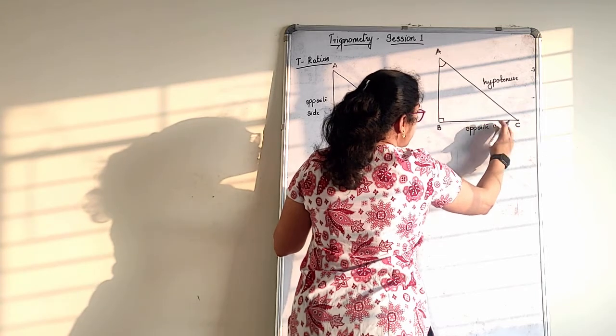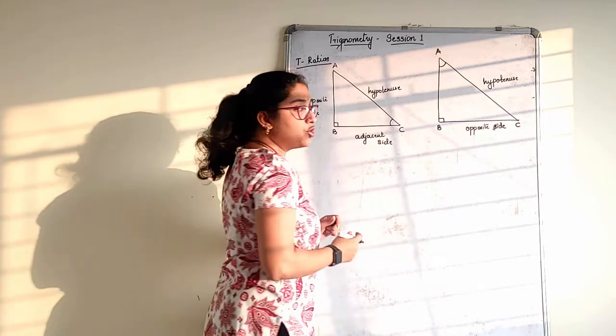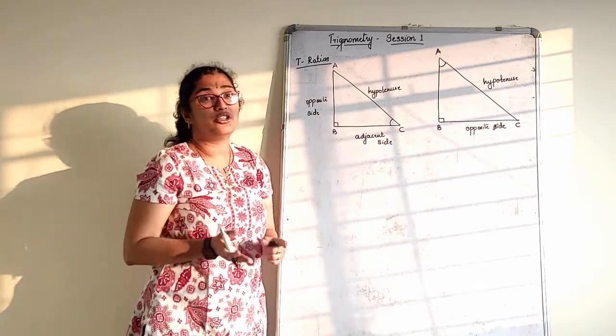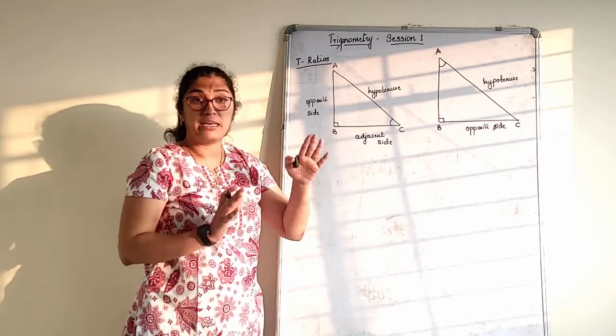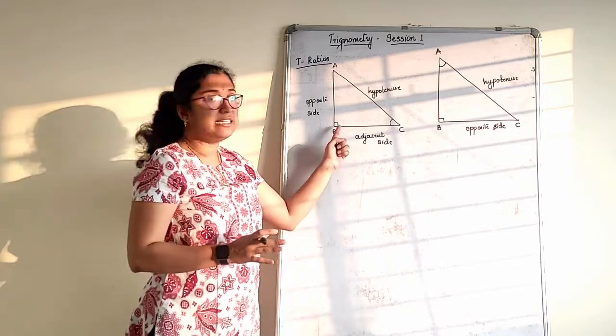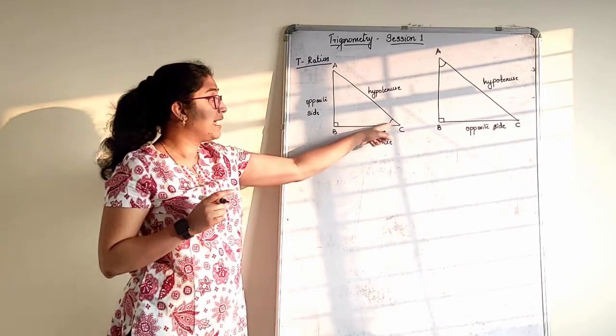Now understood the difference? It depends upon which figure you draw or which figure is given. Based on that, your opposite side and your adjacent side is decided. Adjacent and opposite is not fixed like hypotenuse. Hypotenuse is fixed for everybody, right? If this is 90, for everybody this is hypotenuse. But this is the angle.